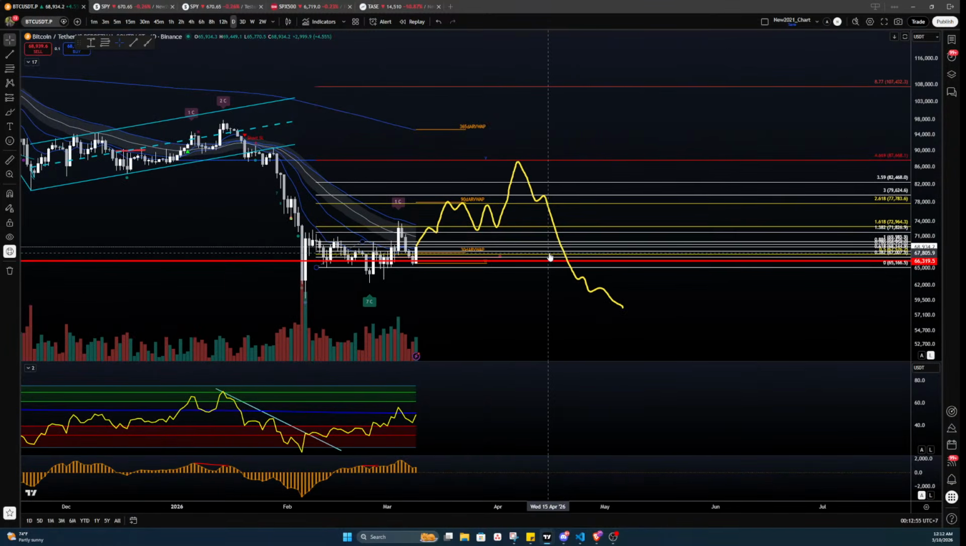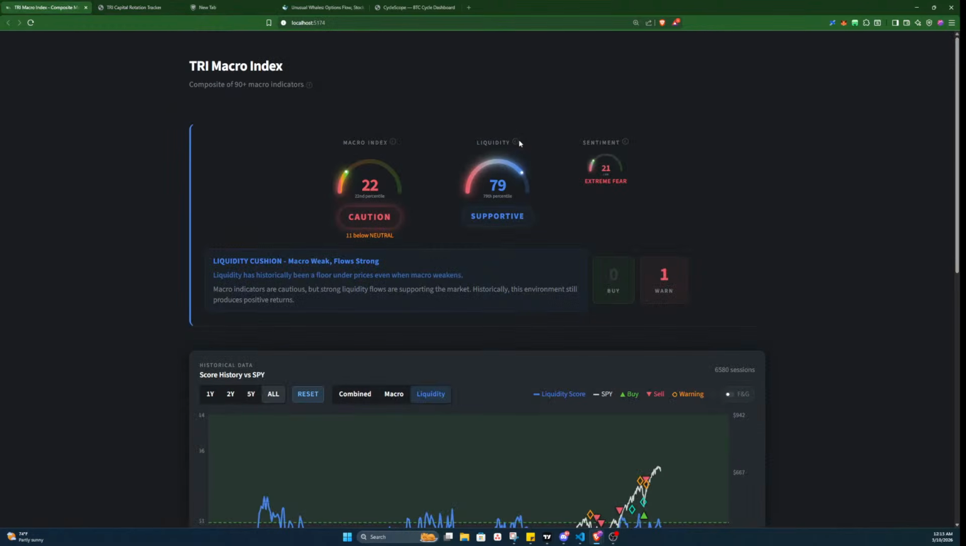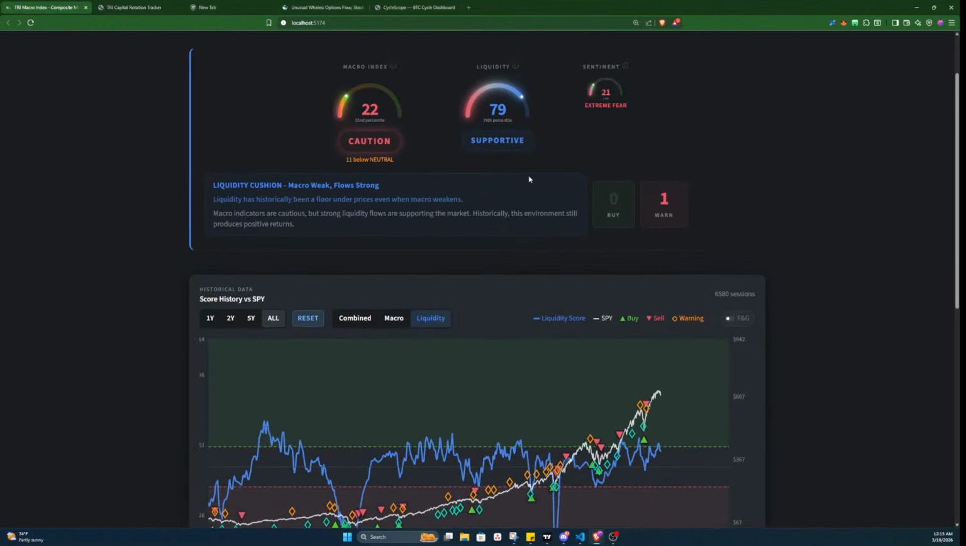That's possible because the liquidity is supportive. Hello, Min, welcome. There is support from, again, we go back to the chart. We have supportive liquidity that is there. It didn't drop off a cliff.